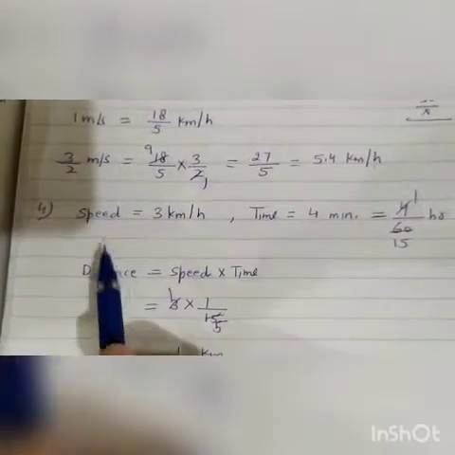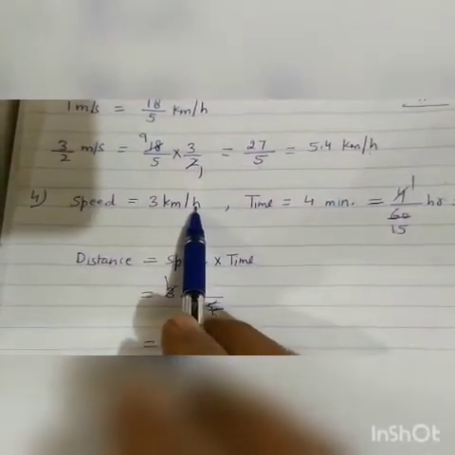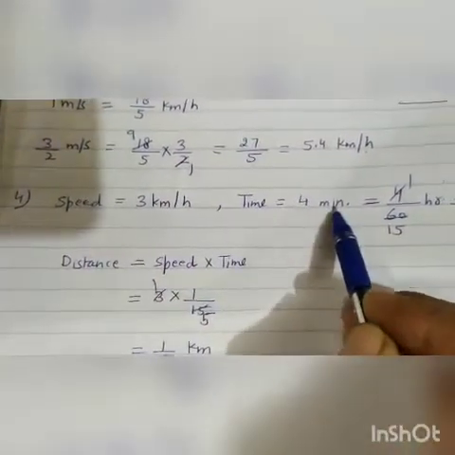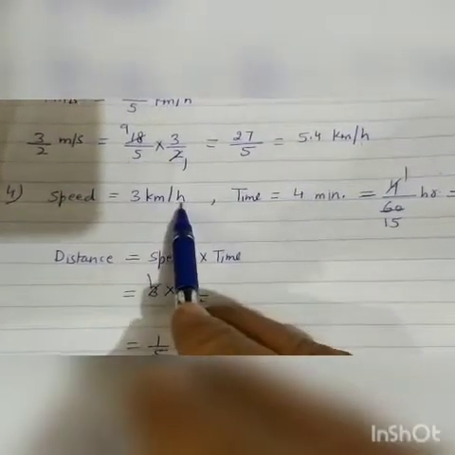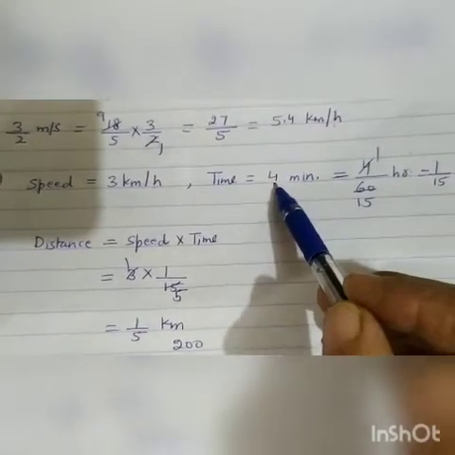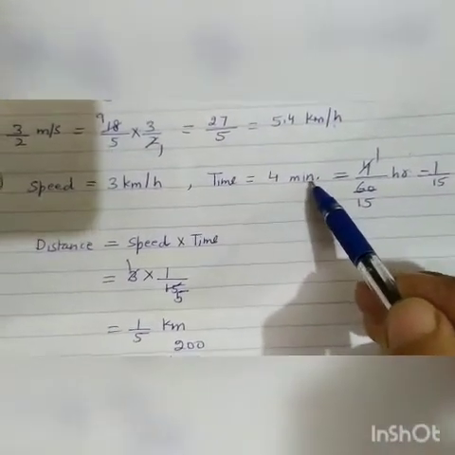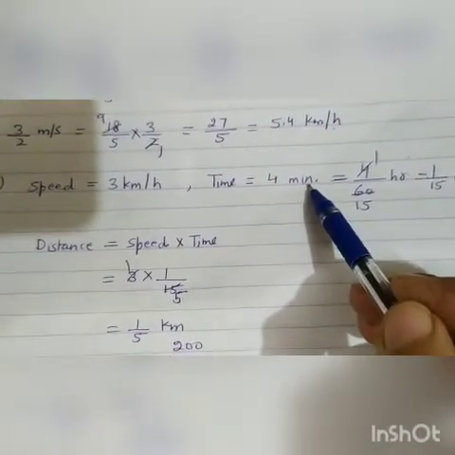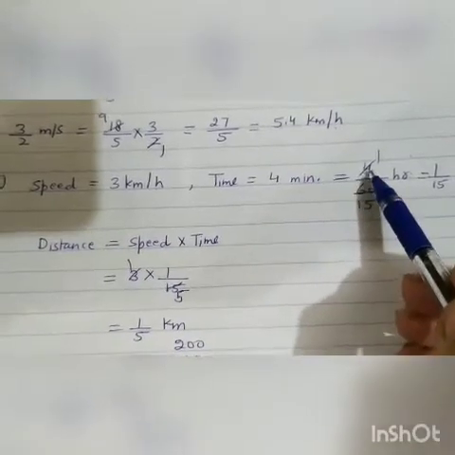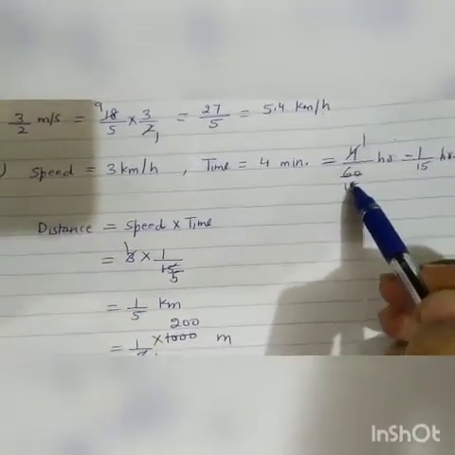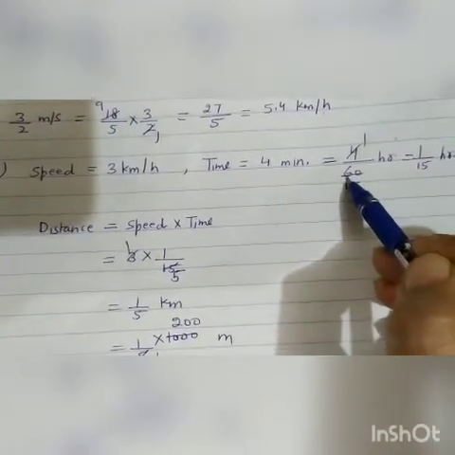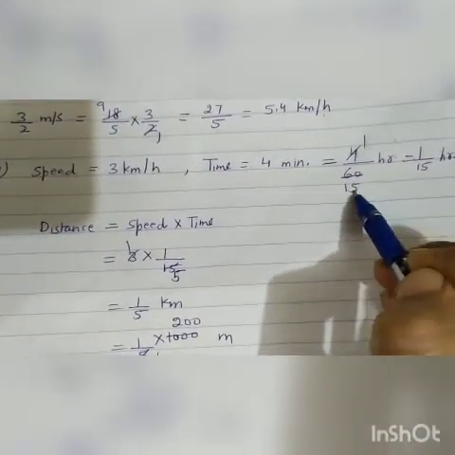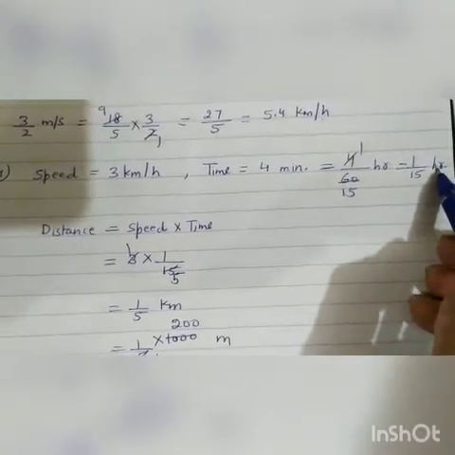See, speed is given 3 kilometer per hour and time is given 4 minutes. Here, since speed is in kilometer per hour, time is hour. So we will convert this 4 minutes into hour. And we know 1 hour is equal 60 minutes. So we will divide this 4 minutes by 60 to convert into hour. 4 1 ja 4, 4 1 ja 4, 2 remainder, 20, 4 5 ja 20. It is 1 upon 15 hour.